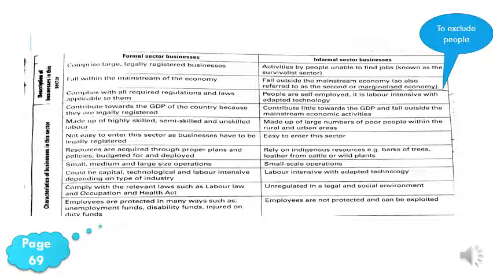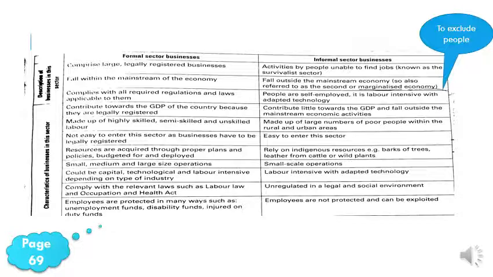Rely on indigenous resources. In the case of making products, examples can be the barks of trees, leather from cattle, or wild plants. It is mostly small-scale operations. It is labor-intensive with adapted technology again. So if it's a guy selling handmade art, labor-intensive, he or she needs to make the products him or herself.